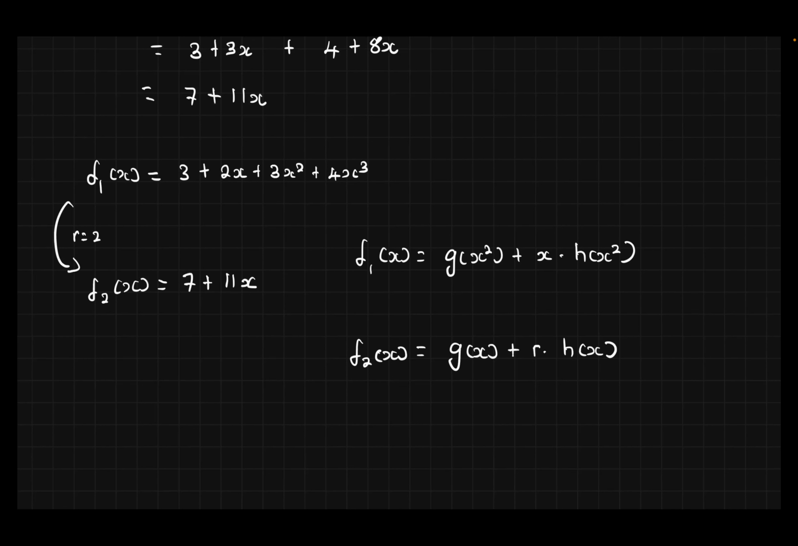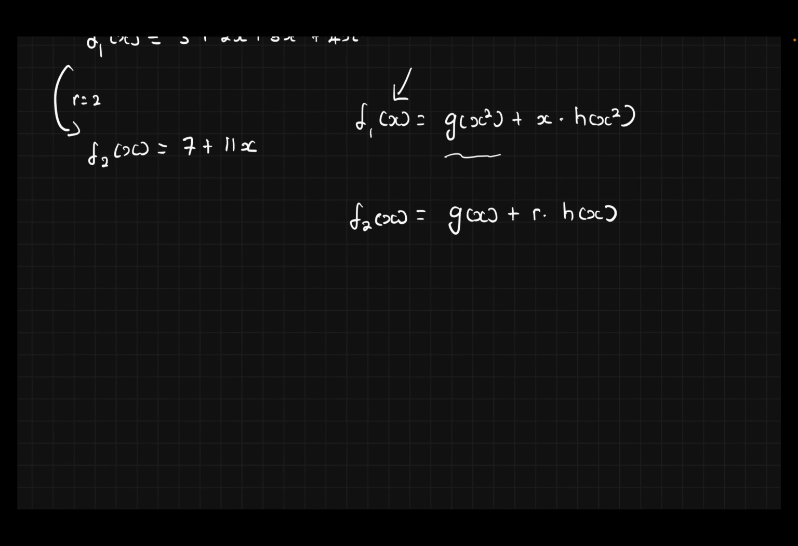So I guess the first step is figuring out how we can get g of x in terms of just f1 of x. That's the first problem. I want to express g of x in terms of f1 of x. What does this represent? This represents all the terms in f1 of x that have even powers, right?